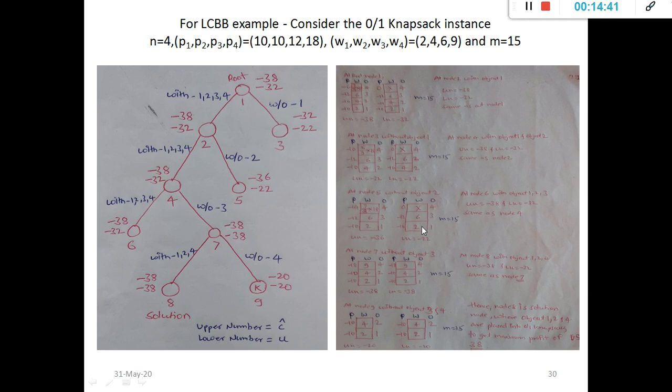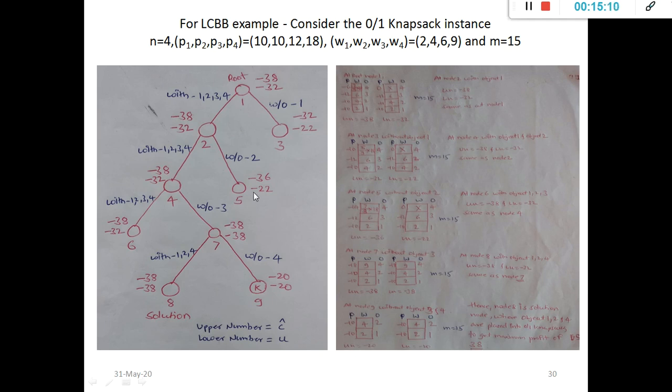Place object 1 into the knapsack, weight is 2, profit is minus 10. Place object 3 into the knapsack, weight is 6, profit is minus 12. It is not possible to completely place object 4 into the knapsack. That's why simply discard object 4, and you will get the lower number as minus 12 plus minus 10, which is minus 22. So at node 5 you will get the new upper number as minus 36 and lower number as minus 22.